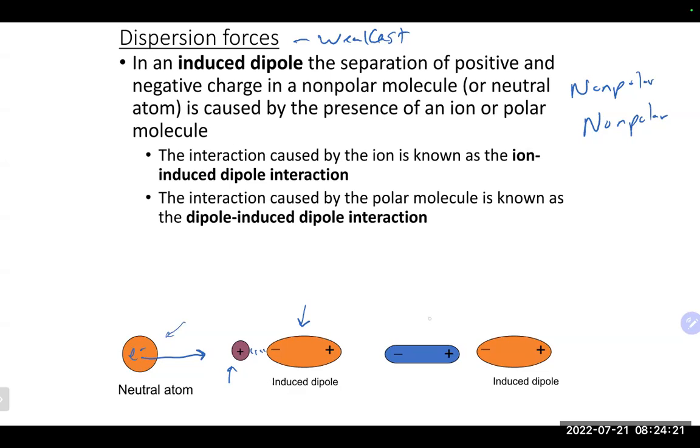That could also happen when a polar molecule comes by near a nonpolar molecule. The same thing is going to happen: it's going to cause the electrons in the nonpolar molecule to be attracted to the positive side of the polar molecule, and it's going to allow a temporary interaction to occur.